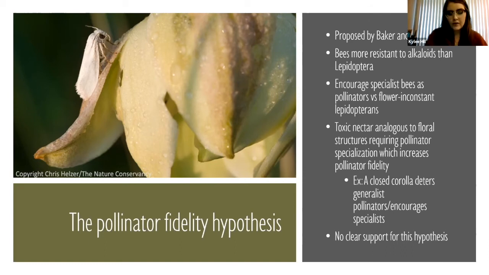And so in this hypothesis, the toxic nectar is analogous to floral structures that require pollinator specialization, for example, a closed corolla, which would thus deter generalist pollinators and encourage specialist pollinators. However, there is no clear support for this hypothesis.